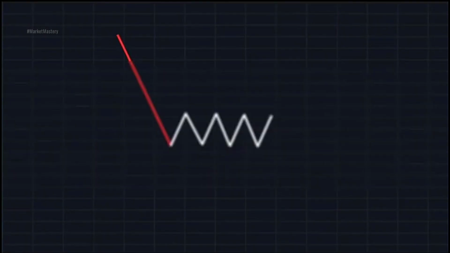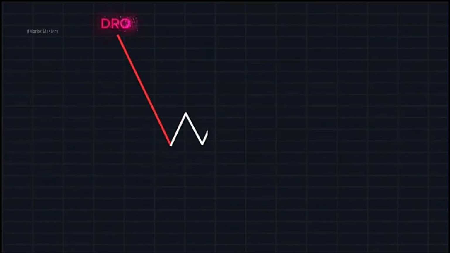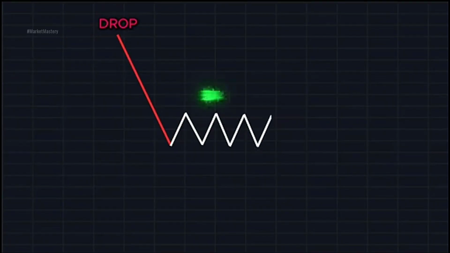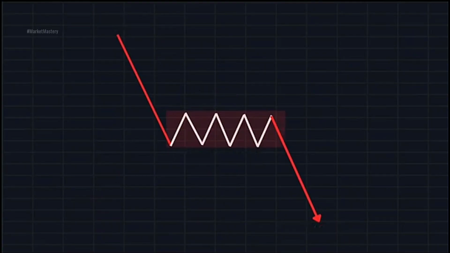Number 2, drop base drop, DBD. This is the bearish continuation pattern. The market is already crashing. It pauses to form a tiny base, and then it continues to crash even lower. That base is your new supply zone, showing sellers just took a nap before pushing the market down again.